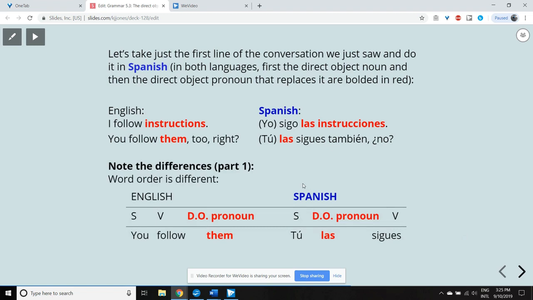And here it is broken down for you again, right? What we just talked about. English puts the direct object pronoun after the verb. Spanish puts the direct object pronoun before the conjugated verb. And this must be. It is not optional in declarative sentences.